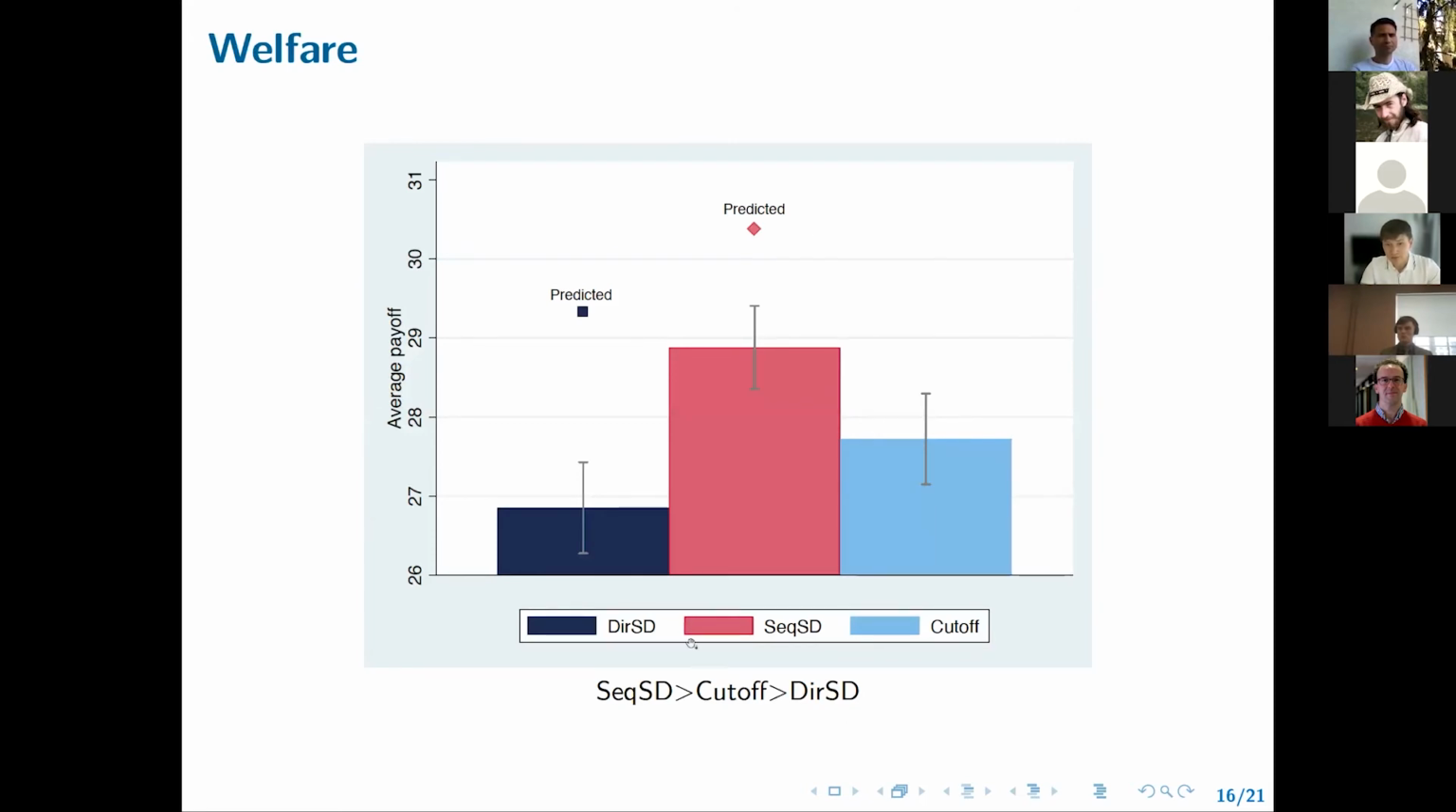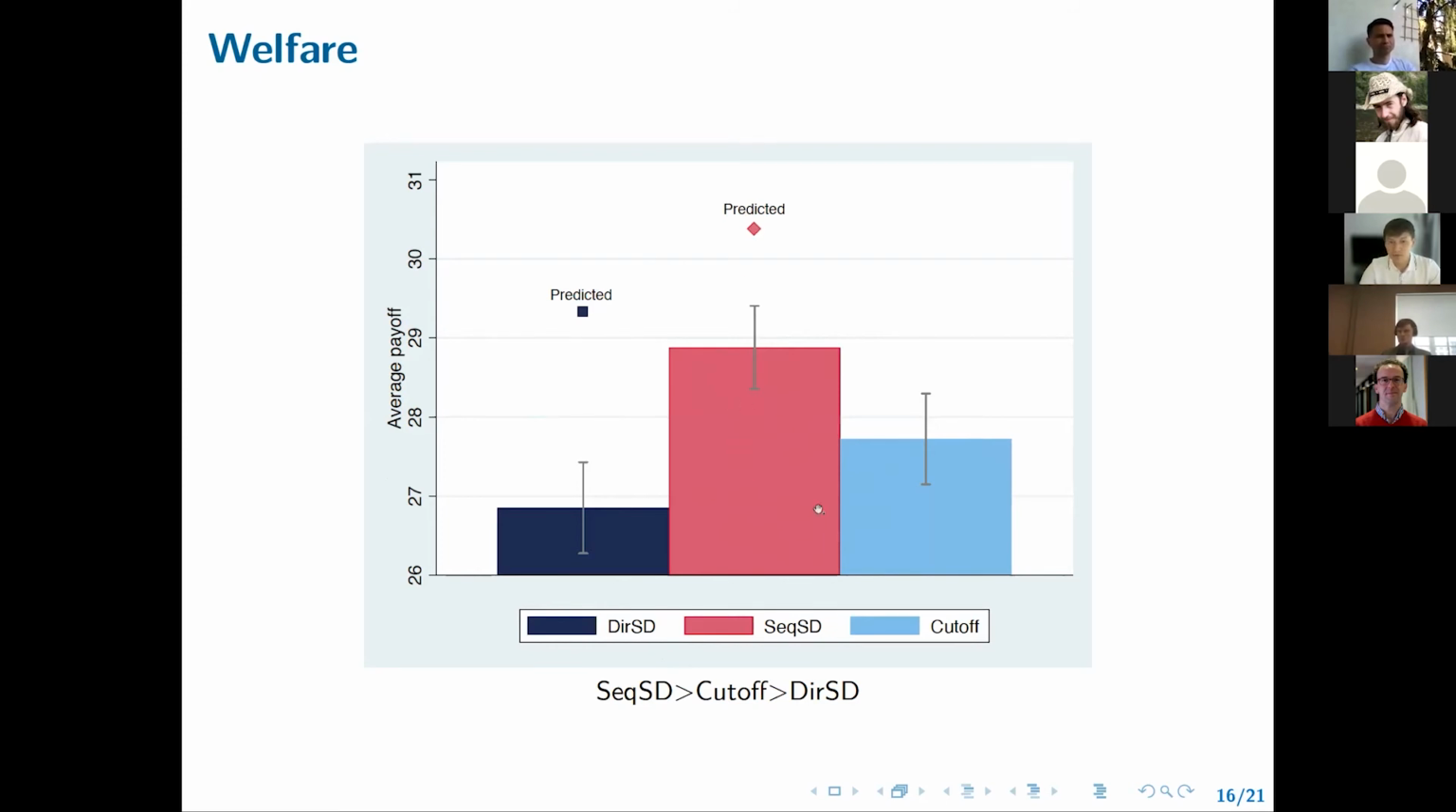If you aggregate everything, we see the average payoff. So this is a proxy for welfare of students. And we see that our ranking of the treatments from theory actually translates into the environment. We have the sequential mechanism with the highest welfare and the direct mechanism with the lowest welfare, and cutoffs in between. Here it's important that, of course, we don't reach predicted levels because people make strategic mistakes.